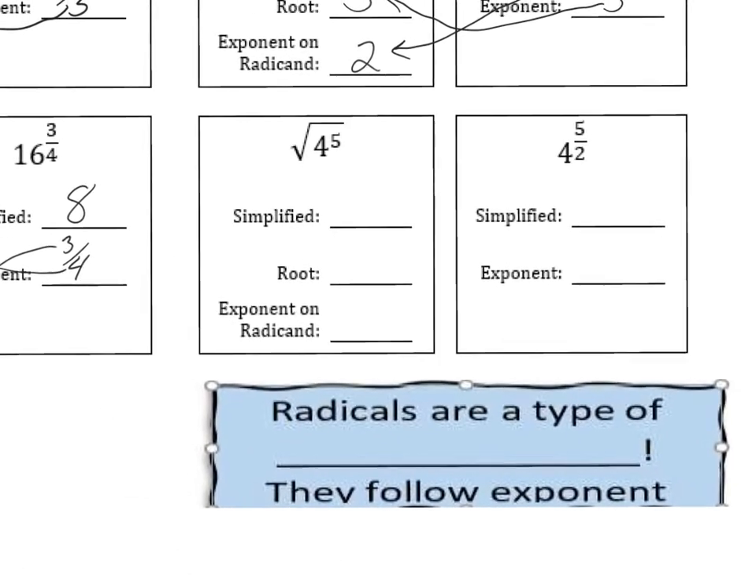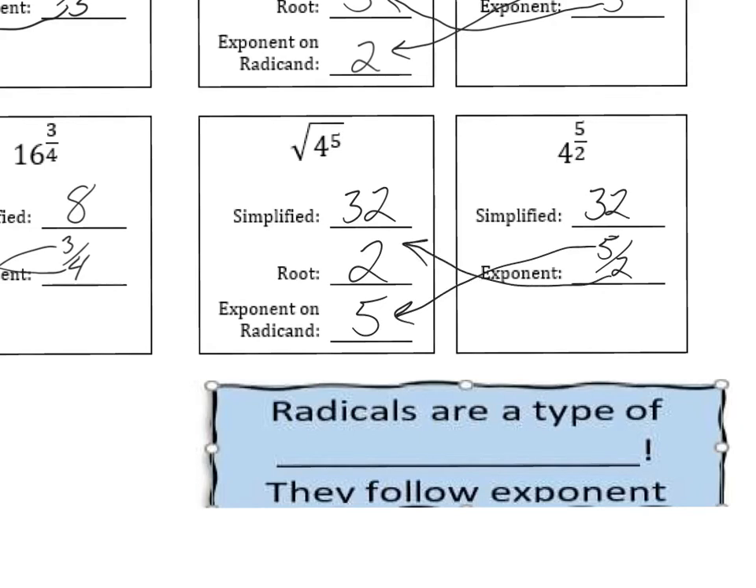Okay, go ahead and try this last one all on your own. So the simplified version of 4 to the 5th, the square root of that, is 32. It has a square root, and my exponent is 5. So again, 4 to the 5/2 is 32, and 5 over 2. My 5 went down, my 2 went up.